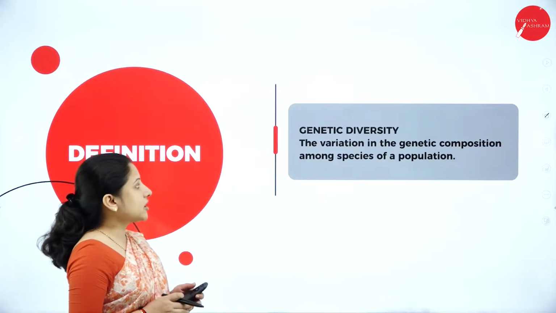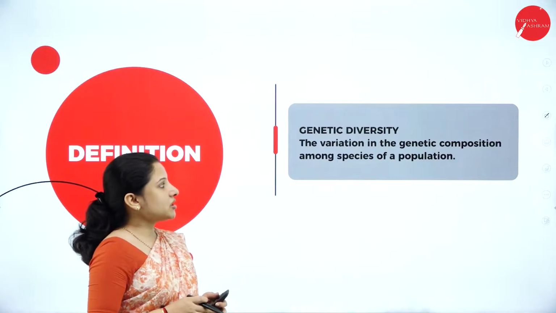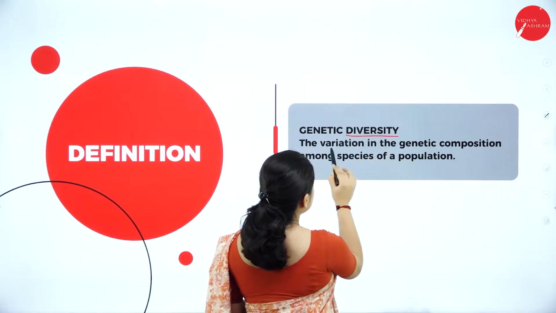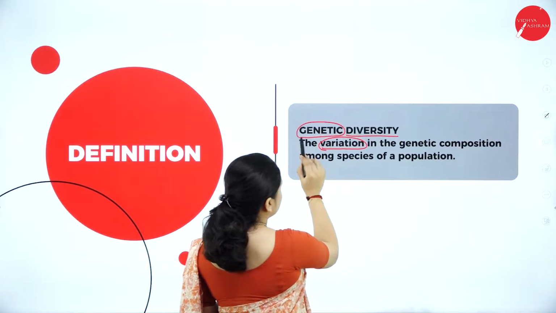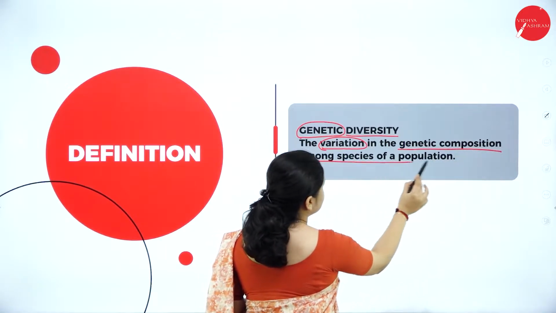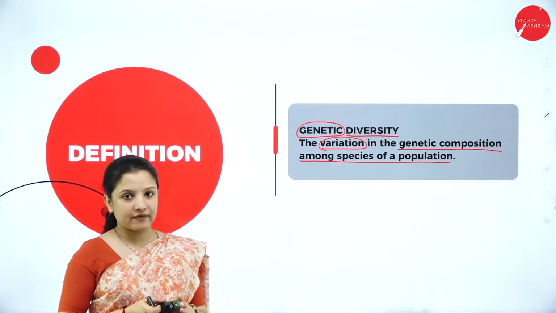So talking about genetic diversity. What is genetic diversity? It is the variation in the genetic composition. Again here, diversity means variation, and genetic means something related to the gene. So the variation in the genetic composition among species of a particular population is called genetic diversity.